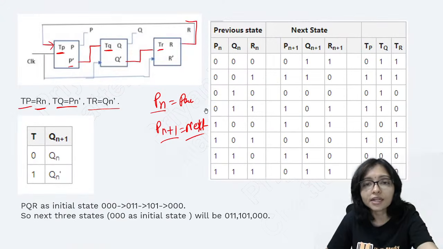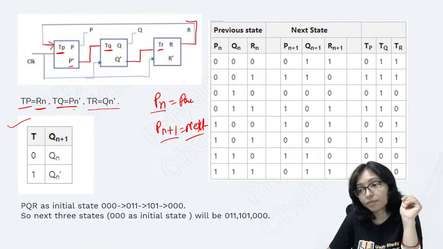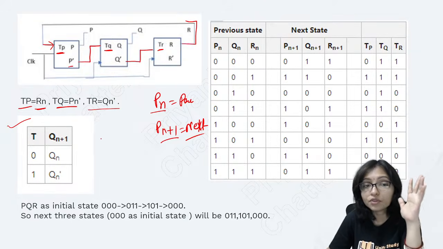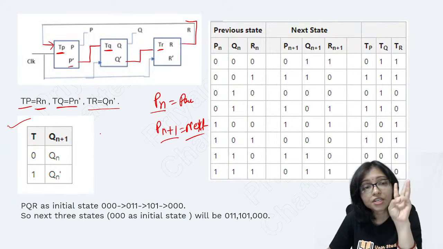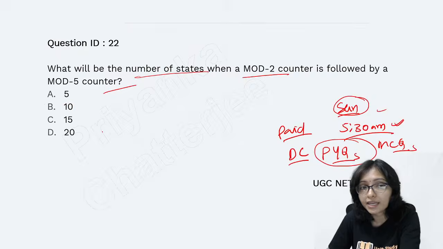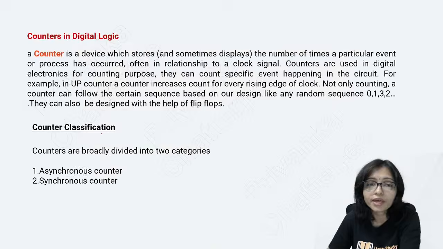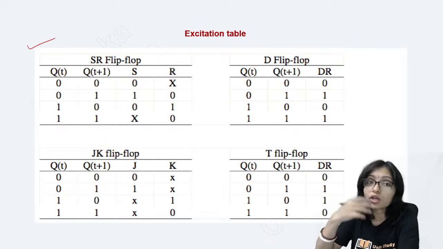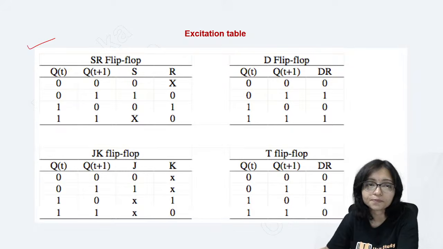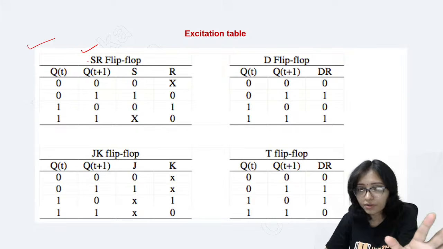After that, the excitation table, I told you. The excitation table is very important. To do any counter question, if you are not able to remember the excitation table, then you cannot do it. SR excitation, JK excitation, T excitation and D excitation. You must remember it and must practice it. For the exam hall, it is very important.